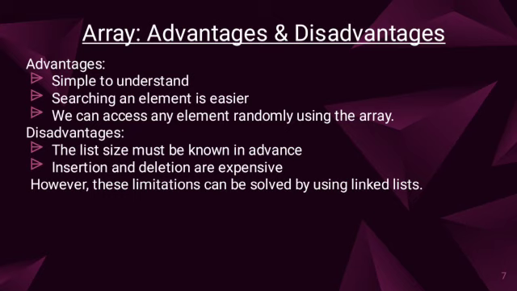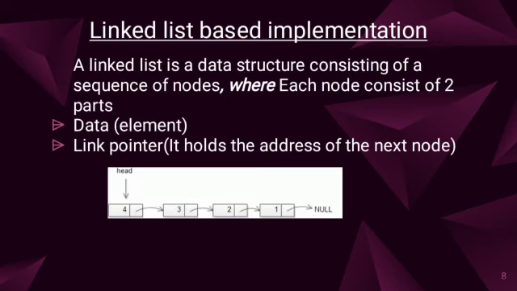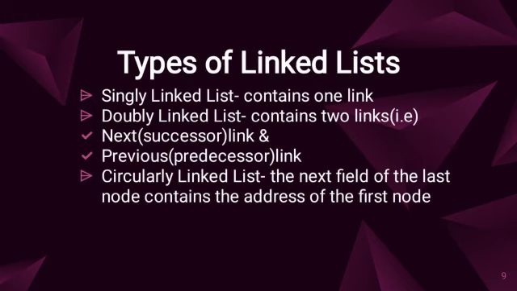However, these limitations can be resolved by using the list ADT, that is the linked list data structure. Next we see what is a linked list. A linked list is a data structure consisting of a sequence of nodes where each node consists of two parts. First one, the data part, that is the element part. Second one is the link part, that is it is used to hold the address of the next node.